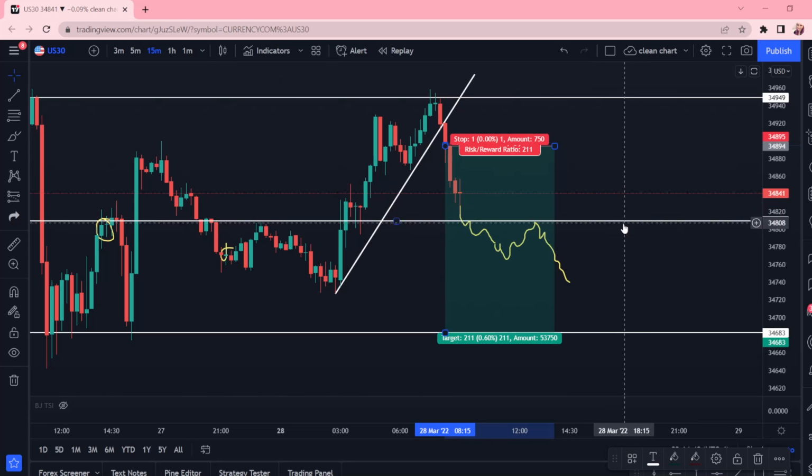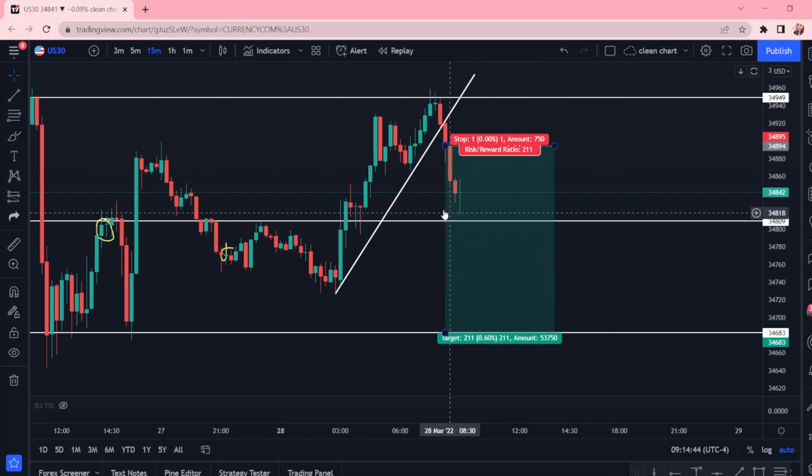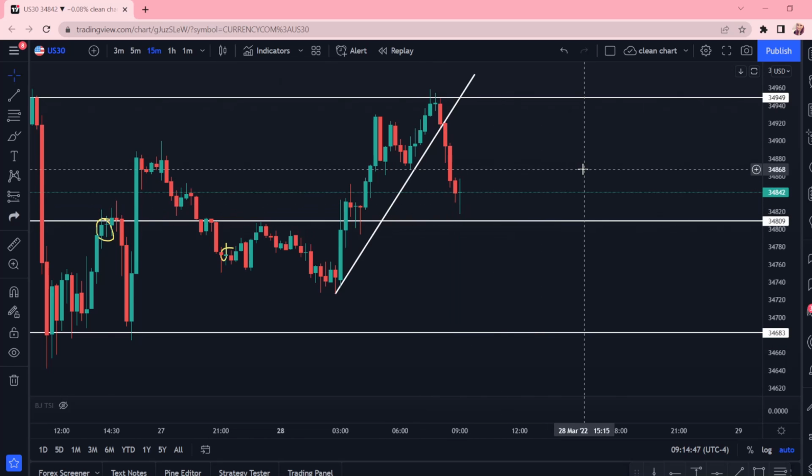So you could be securing along the way. But that's how you guys would be trading something like this. It's actually quite simple. People tend to overcomplicate support and resistance and trend lines, I find. It doesn't need to be that complicated.